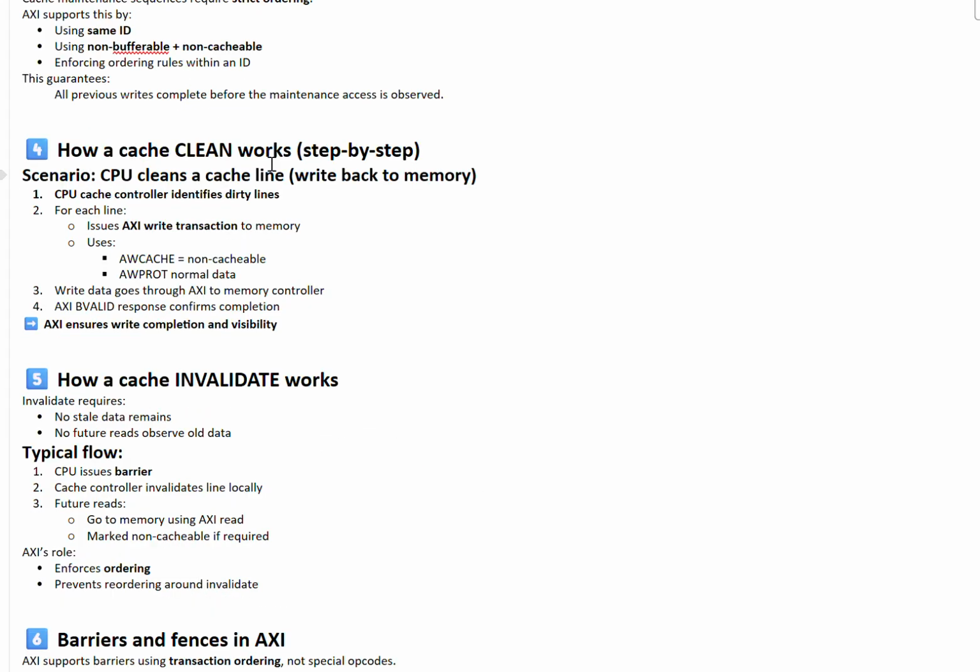So how does a cache clean work? The CPU cleans a cache line by writing it back to the memory. The CPU cache control identifies dirty lines. For each line, it issues an AXI write transaction to the memory, and makes AWCACHE non-cacheable and AWPROT normal data. The write data goes over AXI to the memory controller, and the AXI BVALID response confirms completion. This way, AXI ensures write completion and visibility. This is a small example of how the cache clean works.